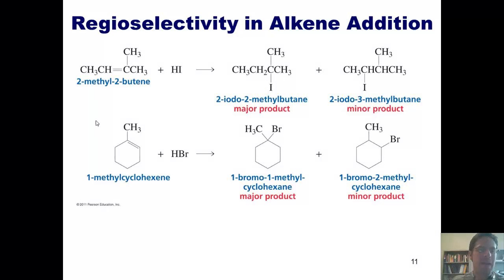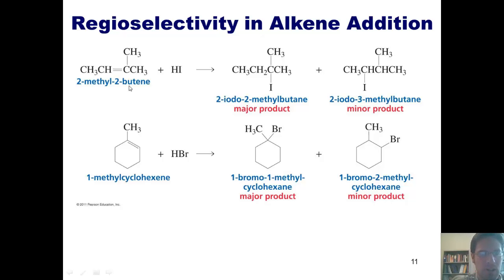We now have enough background information to understand this topic, regioselectivity in alkene addition. You'll note, as we've discussed thus far, that when I take an alkene and I react it with HX, such as HI or HBr, the hydrogen always ends up on the carbon that has more hydrogen stuck to it. And the X, iodine or bromine, always ends up on the carbon that has fewer hydrogens bonded to it.